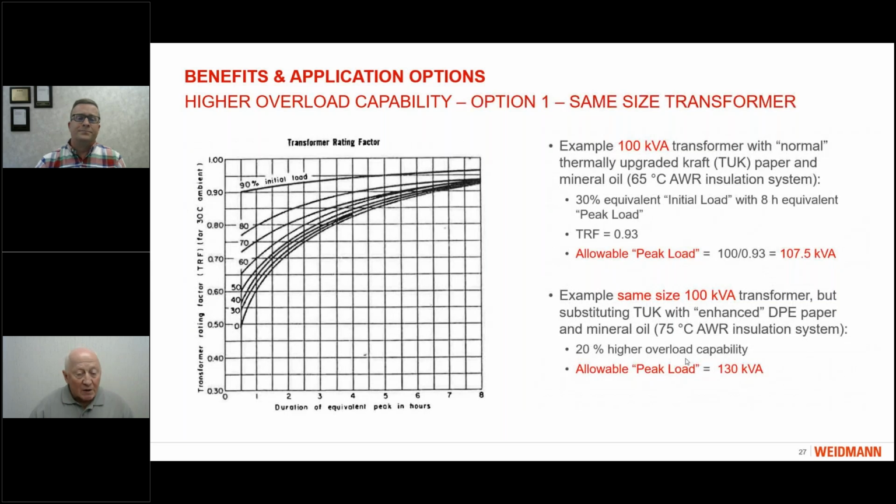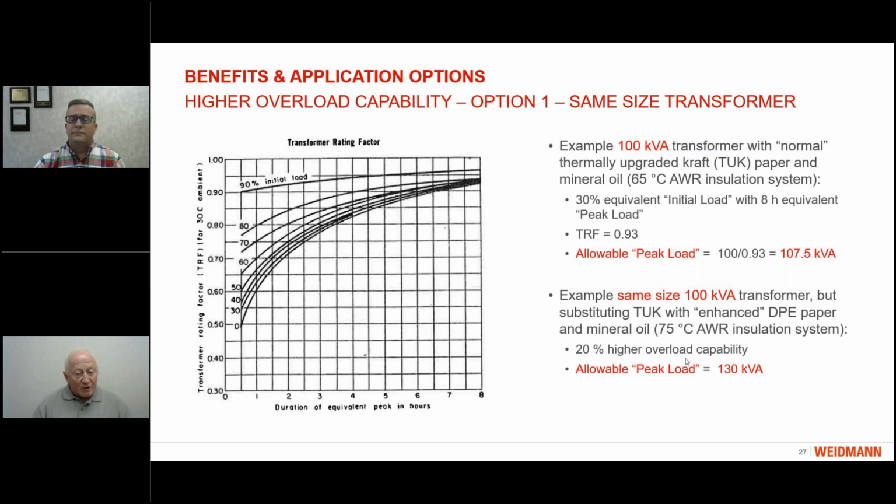So if you look at this loading graph, we can look at the curve which represents 30% of initial load. And if you look where we arrive with this curve at 8 hours of peak load, we can find that the so-called transformer rating factor for this type of loading diagram would be 0.93, which means that a 100 kVA transformer with this loading diagram can be run at 107.5 kVA for 8 hours. So this is the allowable loading capability for 100 kVA transformers with a normal insulation system with a peak of 8 hours.